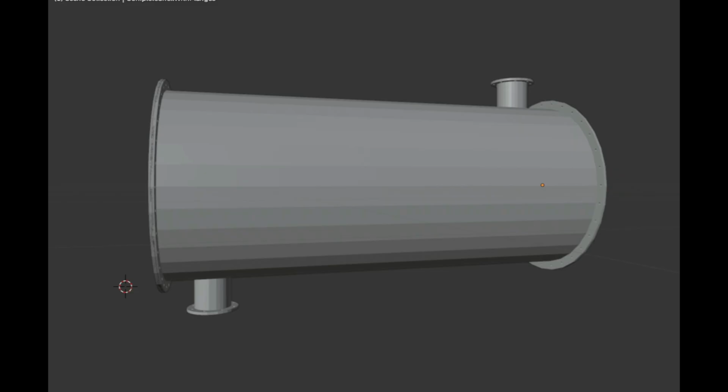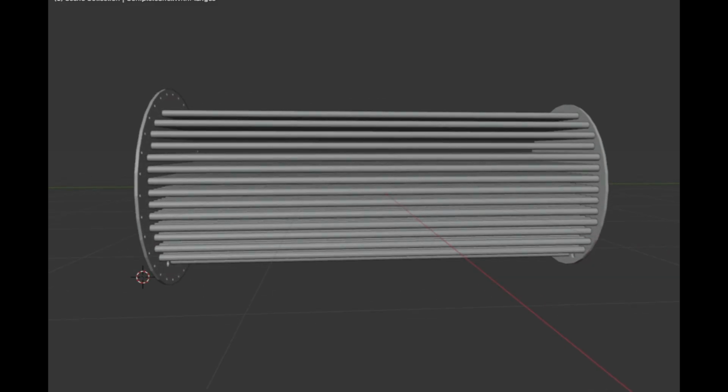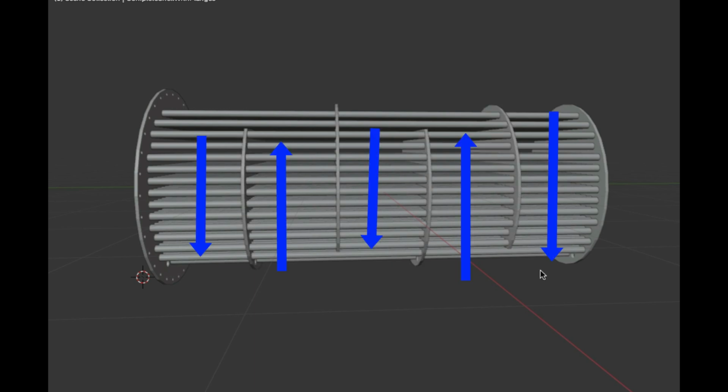Now, if we designed the shell side like this, the shell side medium would be mostly in contact with the outmost tubes in the tube bundle and hardly reach the innermost tubes at all. To force the flow in between the tubes, we add so-called baffles that force the flow to meander up and down along the heat exchanger.